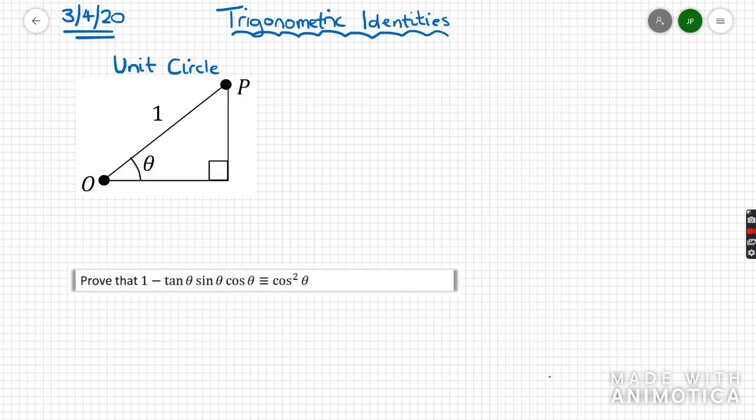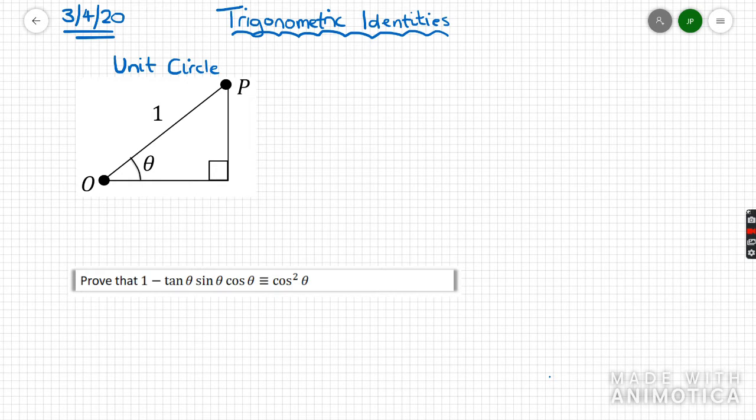Next bit of trigonometry then. So we're going to look at trig identities and trig equations. Okay, so we're going to start off back with our unit circle again. I've got my angle anti-clockwise from the horizontal, and I've got my point P, and because it's the unit circle, I've got a length of 1.